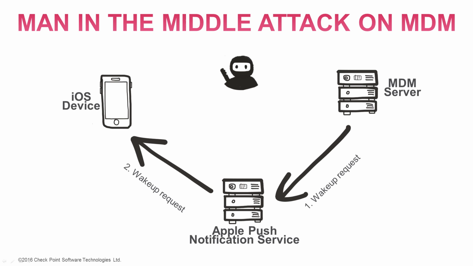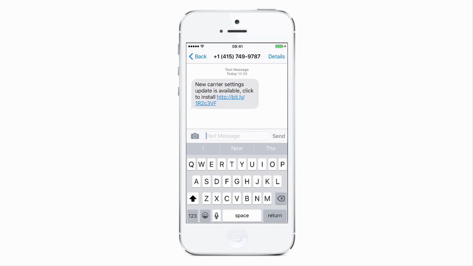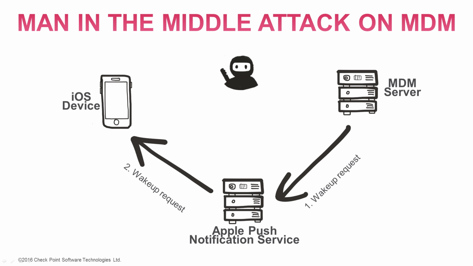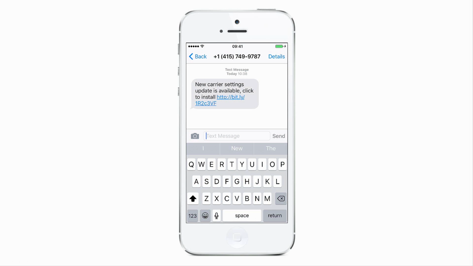So how can an attacker launch a man-in-the-middle attack on the device? Well, it's fairly simple. All the attacker needs to do is send a phishing message to the user with a link to a malicious profile. Here, you can see the message is disguised as an important carrier update, but when the device replies, the attacker intercepts the message. Instead of the MDM replying with a legitimate command, the attacker sends one of his own, which iOS trusts because the MDM is already trusted on the device. The user doesn't know any better, so he taps the link, which installs the malicious profile.